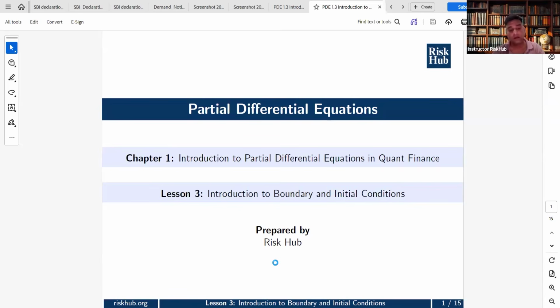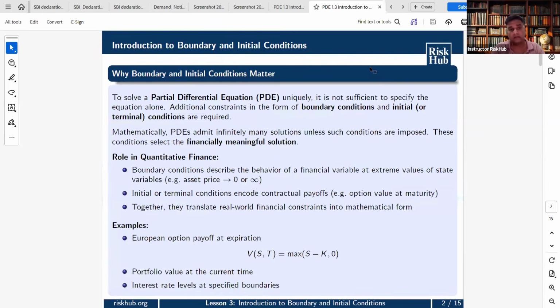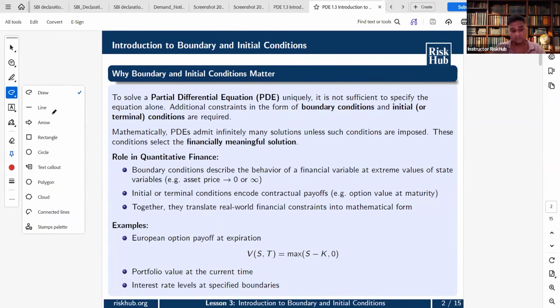All right, let's try to dig deeper and understand more. In the next part, we'll try to understand why boundary and initial conditions matter. This is the core idea of the lecture. The slide says that the PDE by itself usually has infinitely many possible solutions. To get the correct one, we impose extra conditions. Think of it like this: without conditions, many possible mathematical answers; with conditions, one financially meaningful answer. Without conditions, the PDE is incomplete; with conditions, it becomes solvable. Without conditions, there is no link to the contract; with conditions, there is a link to payoff or market behavior. Without conditions, not tradable; with conditions, can produce price, Greeks, risk numbers, etc.